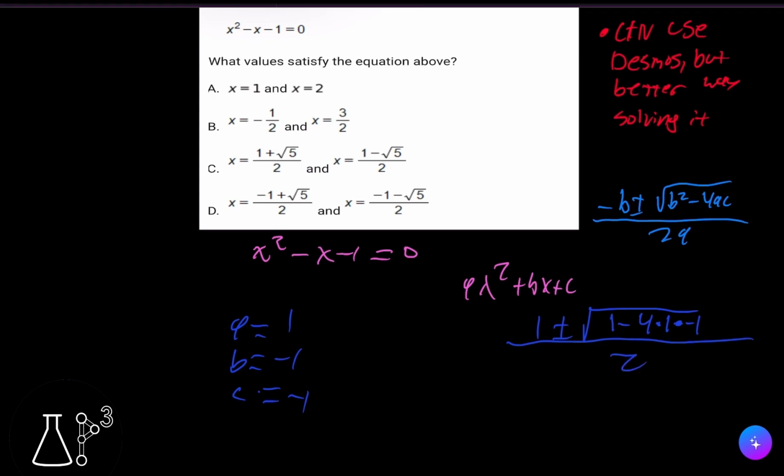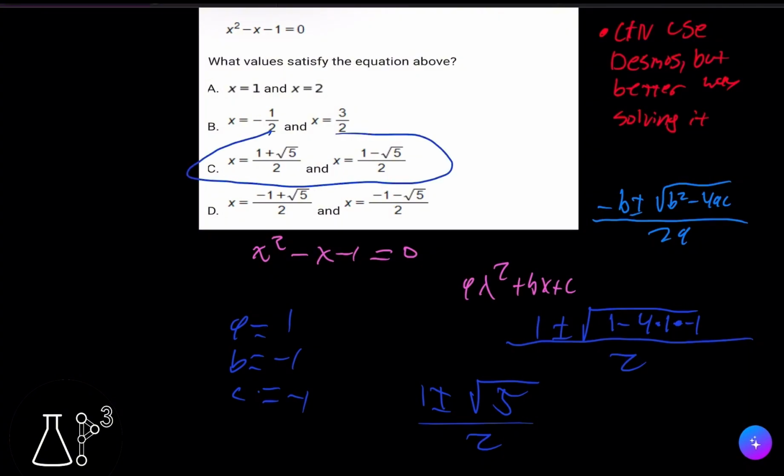So now if I combine like terms, I'm going to get 1 plus minus the square root of 5 divided by 2. And as we can see, the answer that contains 1 positive, either plus or minus square root of 5, and 2 at the bottom is C. Therefore, C is my answer. You can use Desmos, but honestly, using the quadratic formula is better.